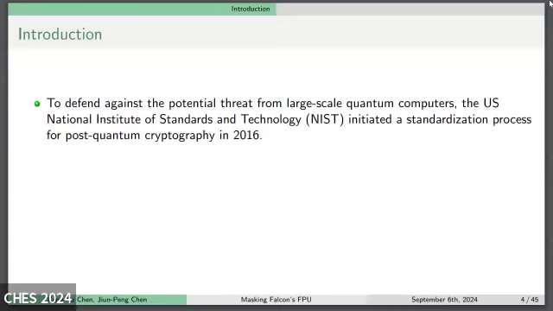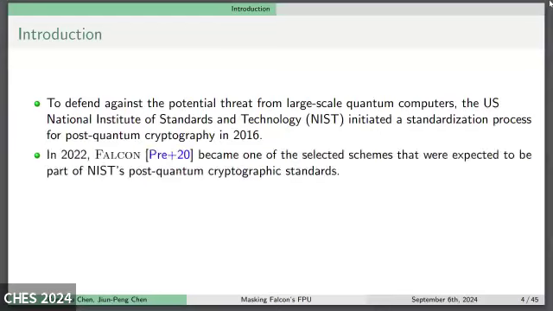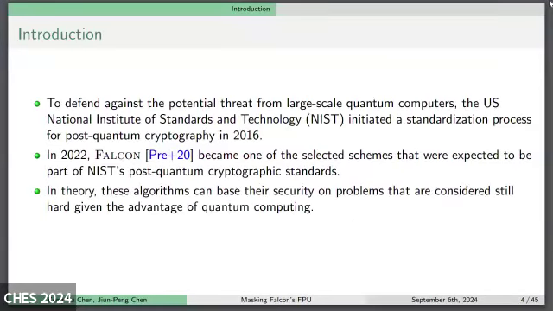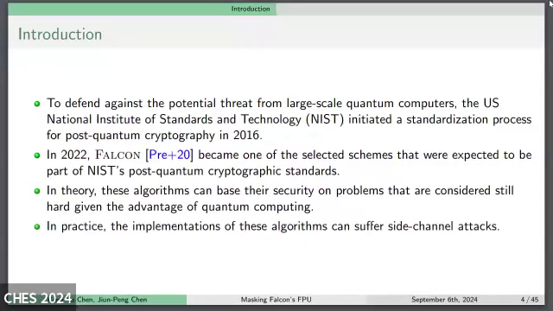The story begins; I'm sure you're all familiar with it. To defend against potential threats from large-scale quantum computing, the National Institute of Standards and Technology in the US, also called NIST, initiated a standardization process for post-quantum cryptography in 2016. Six years later, Falcon became one of the schemes that we expect to be part of NIST standards in the future. Theoretically, this algorithm bases its security on hard mathematical problems that are considered hard even with quantum computing. But in practice, when these algorithms are run by computer programs, they may suffer side-channel attacks.